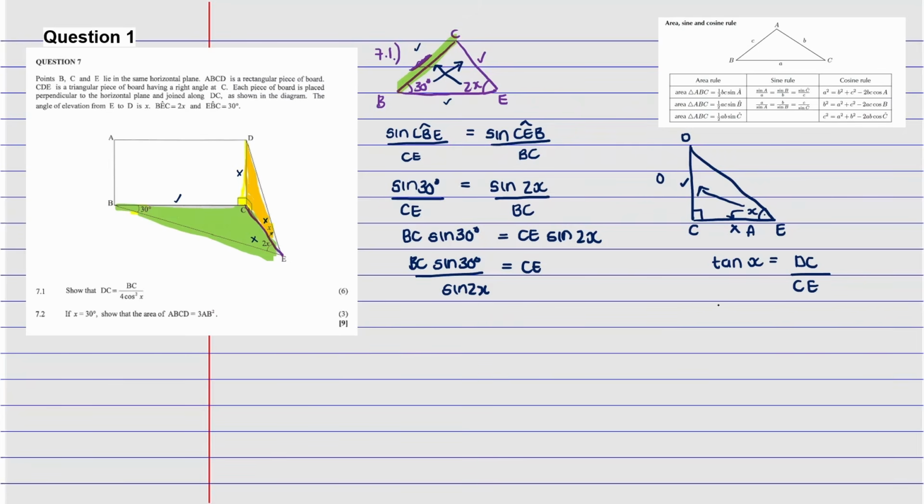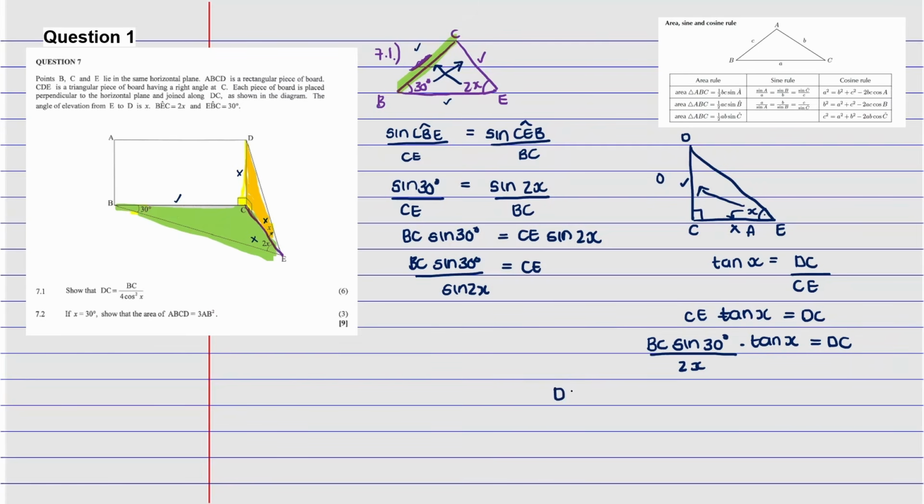So now we need to make DC the subject, so multiply that side. CE multiplied by tan x is equal to DC. With that said, I can substitute the CE that we found. So this is the same as saying BC times sine 30 degrees, divided by sine 2x, multiplied by tan x, equals DC.